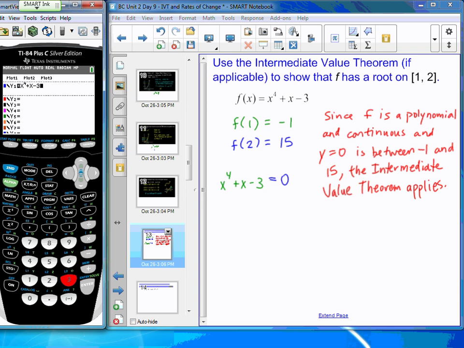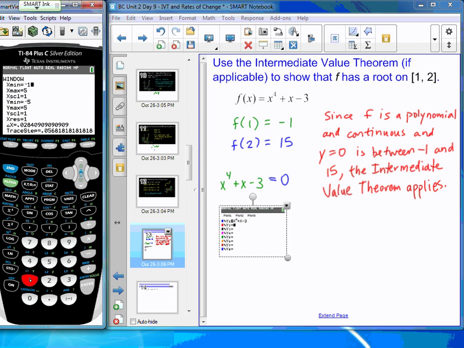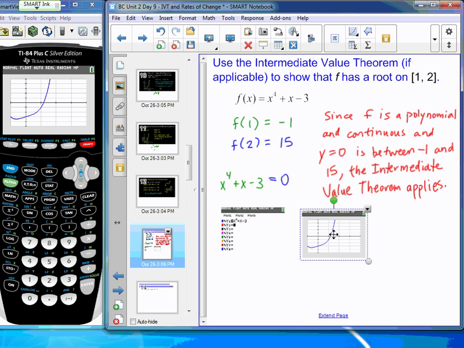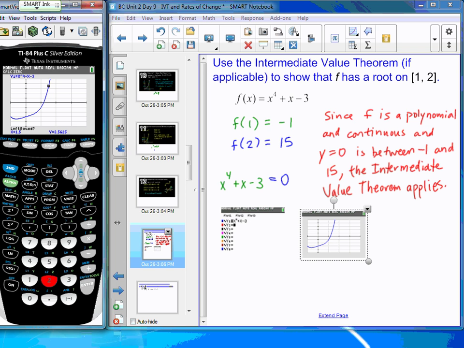We want our window 1 to 2. So I'm going to go ahead and take my window and restrict it. For my window, I'm going to go negative 1 to 4. So what did you guys see? Is that on my interval? Yeah, absolutely. So we can do second, calculate, and what we want is 0. And left bound, remember, go to the left side of where you think the feature occurs. Right bound, to the right side of where you think the feature occurs, and guess.